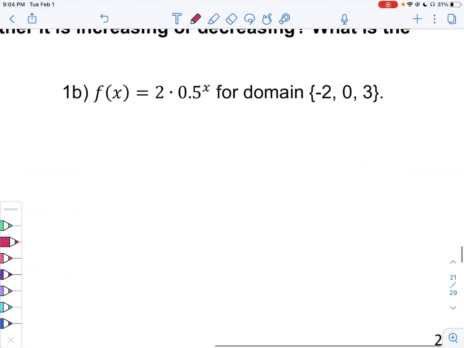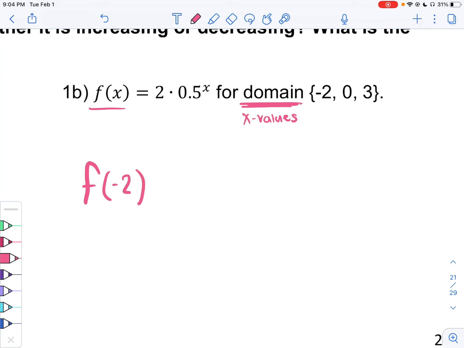Okay, over here, it's asking really the same thing. Domain, remember, means x values. So it's just asking us to evaluate for the x values of -2, 0, and 3. And this is something called function notation. We're still just going to be replacing x. If my first x value is -2, in those parentheses I'm just going to put -2. This notation just means solve for when x is -2.